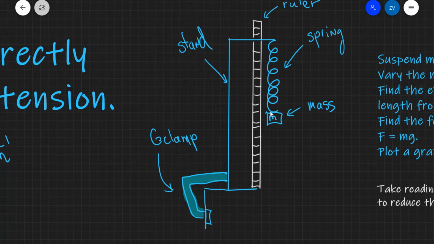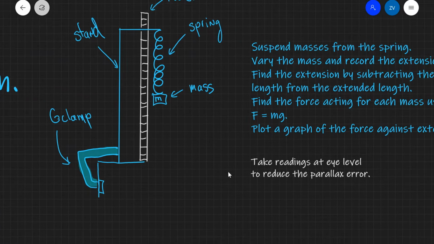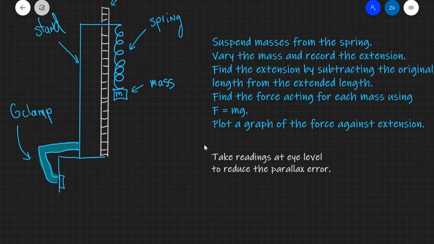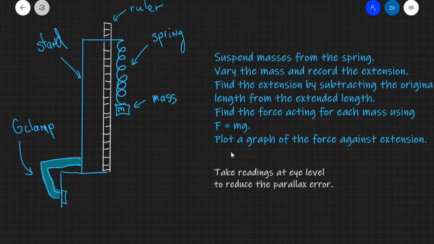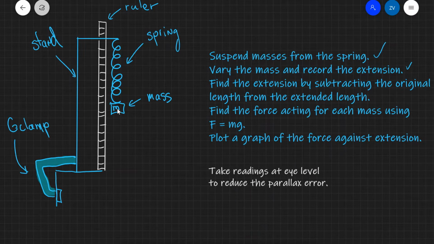Because we're going to have some masses attached to the stand, it's also much safer to use a G-clamp to attach the stand to our desks. Now the first thing that we need to do is, as we said, suspend some masses from the actual spring. In the following experiment, we are going to be varying the mass and we're going to be recording the extension. Remember, in order to find the extension, all we need to do is to subtract the original length of the spring from the extended length.